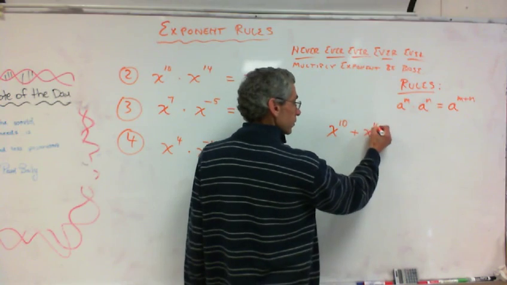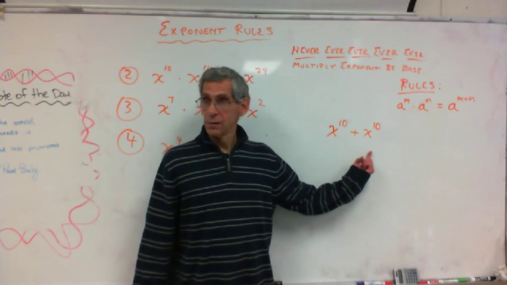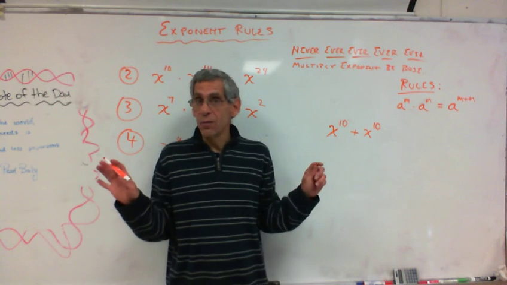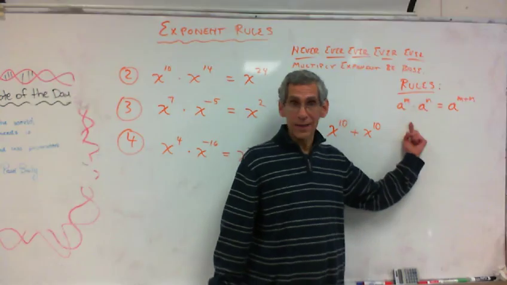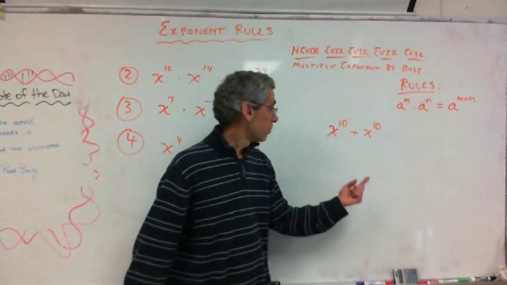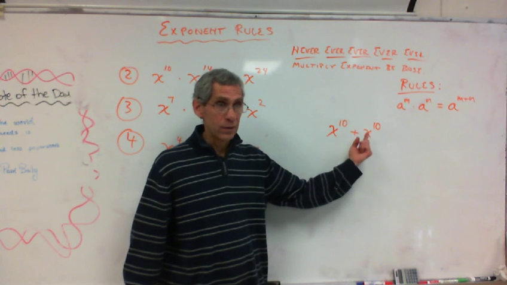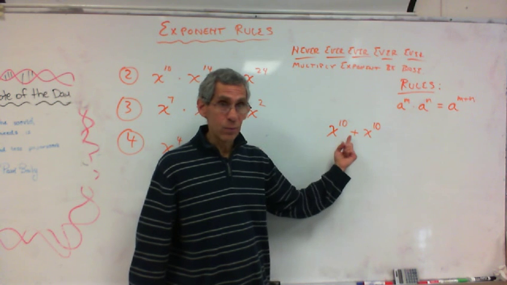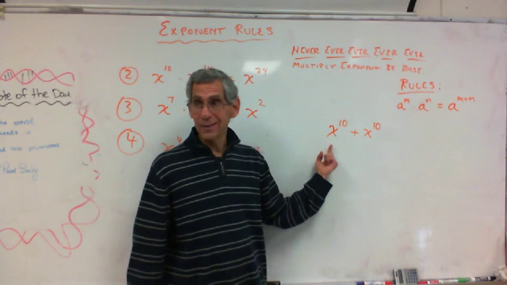But let me just do this first. If I have same bases, she's talking about adding these now, right? It's a totally different ball of wax. We're not multiplying. This rule is multiplying same bases with exponents, right? That's when you add the exponents. But if you are adding same bases with exponents, if the exponents are exactly the same, this is really important. If the exponents are exactly the same, then how many x to the 10s do I have?